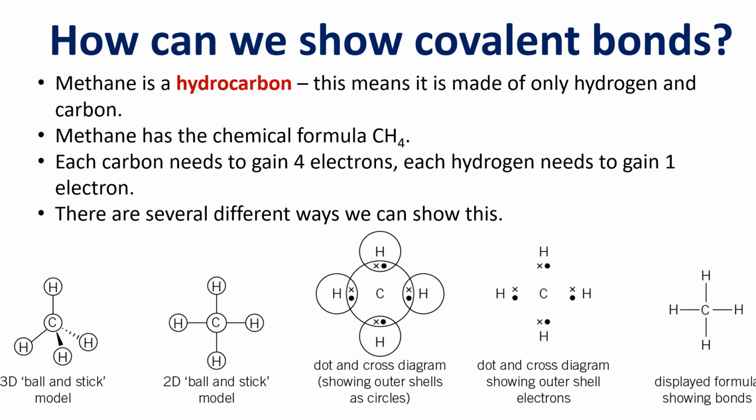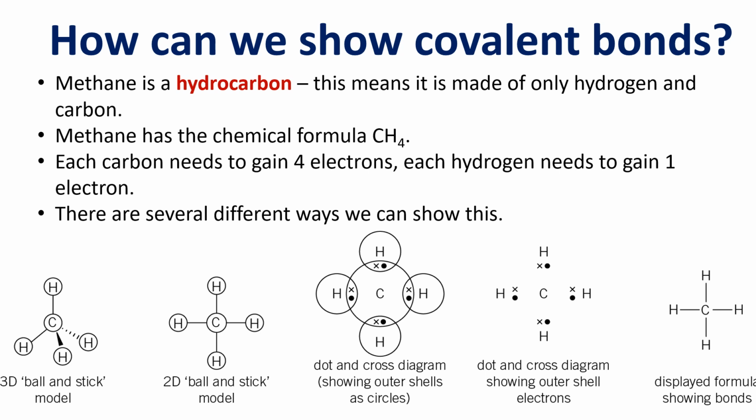How can we show covalent bonds? Well, methane is a hydrocarbon. This means it's made of only hydrogen and carbon. Methane has the chemical formula CH4. Each carbon needs to gain 4 electrons and each hydrogen needs to gain 1. There are several different ways we can show this. There's the 3D ball and stick model, the 2D ball and stick model, the dot and cross diagram showing outer shells as circles, the dot and cross diagram showing outer shell electrons, and the displayed formula showing bonds.